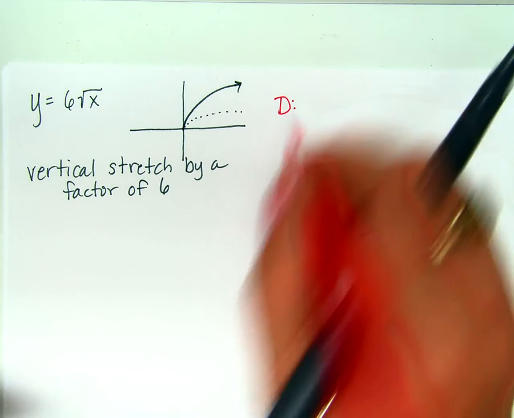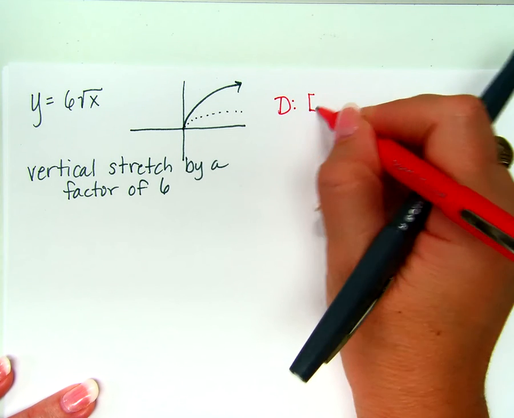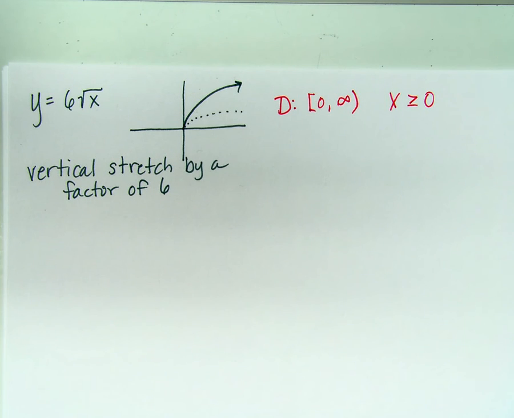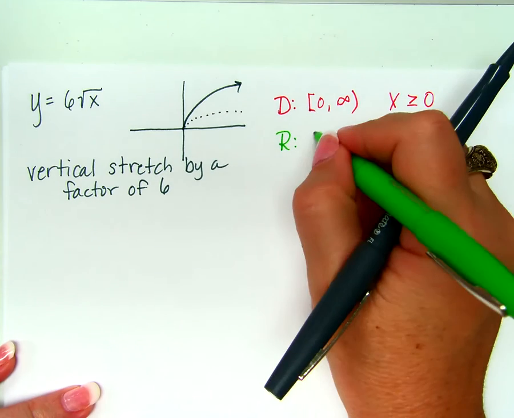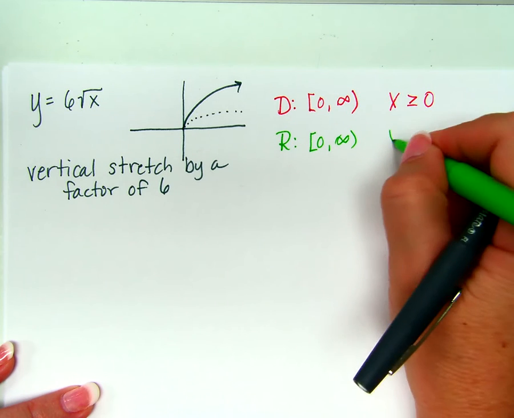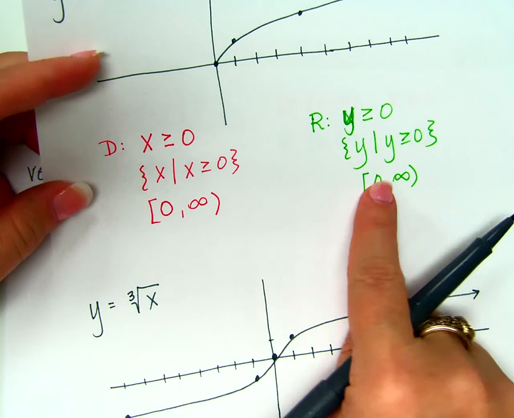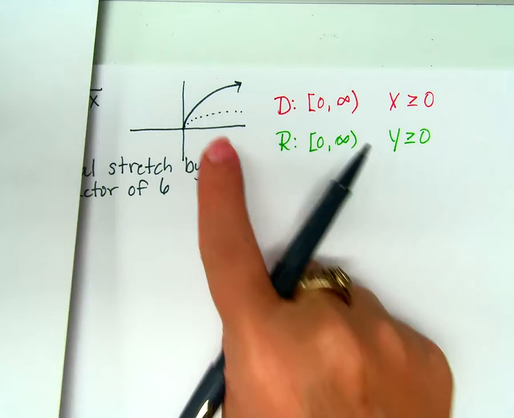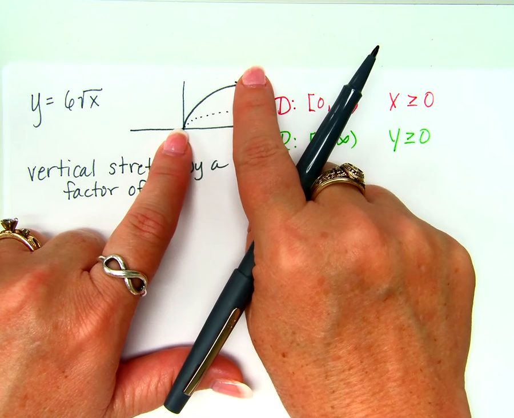What about its domain? Zero to infinity. So x is greater than or equal to 0. What about its range? 0 to infinity. So y is greater than or equal to 0. I thought you told me that that's what the parent function domain and range was. It's the same because it doesn't move around, right? All it does is stretch higher. Well, we already know it's going to infinity higher, don't we?